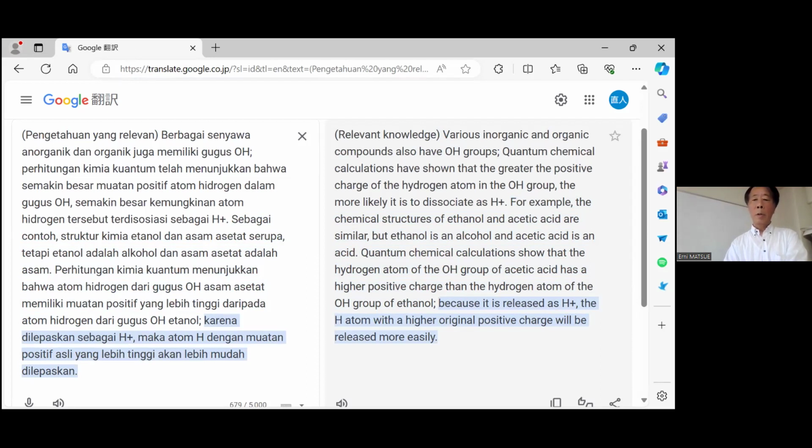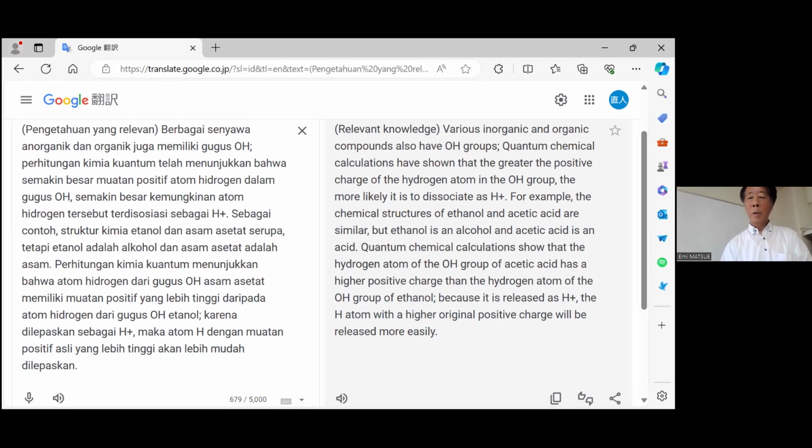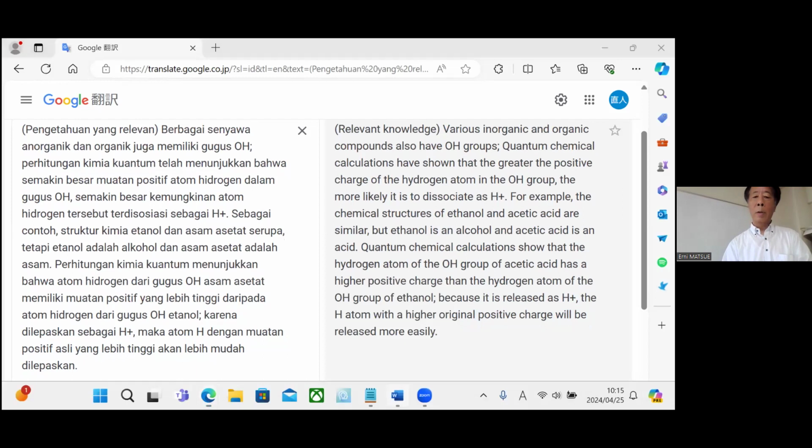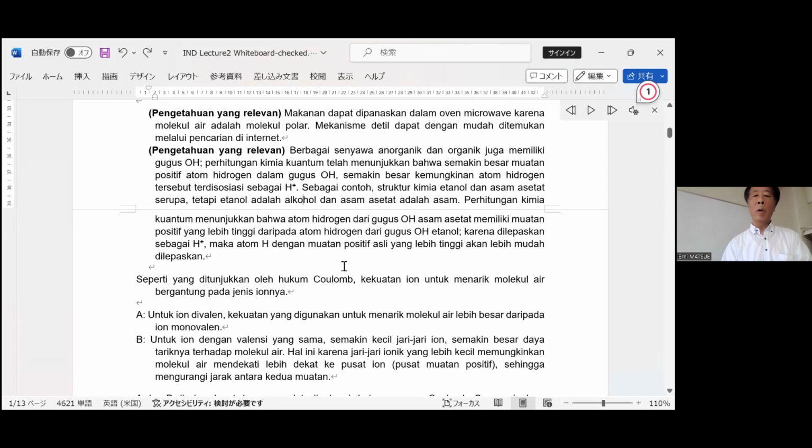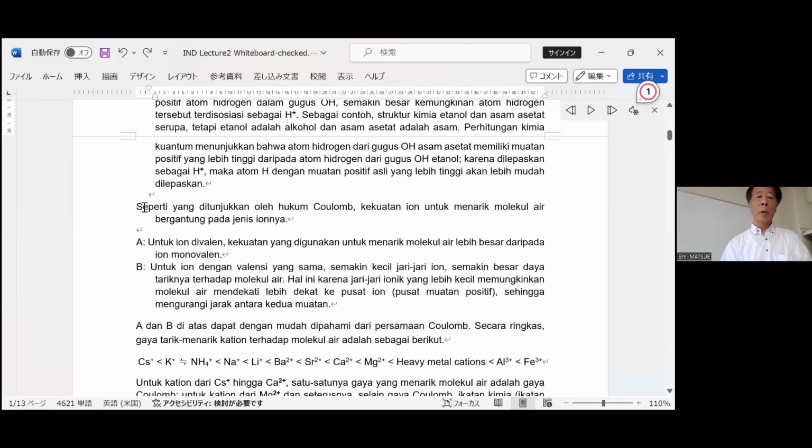So I think this content is somewhat difficult to understand. Then could you study by yourself by looking at it here? Today I will not explain in more detail because this is not so related to soil chemistry. Okay, going to the next.